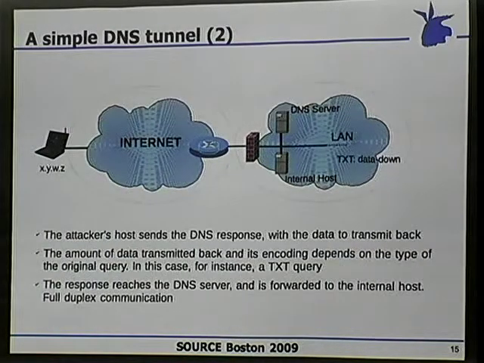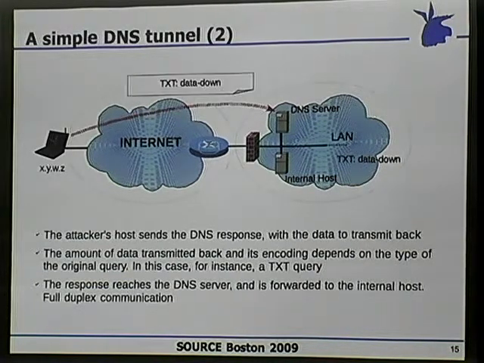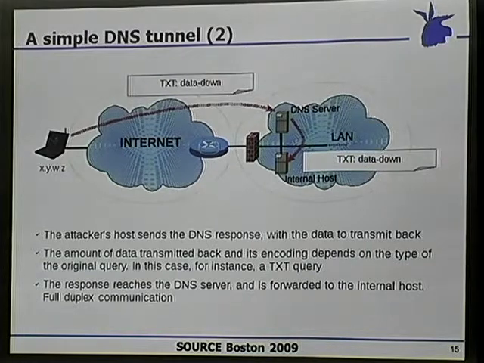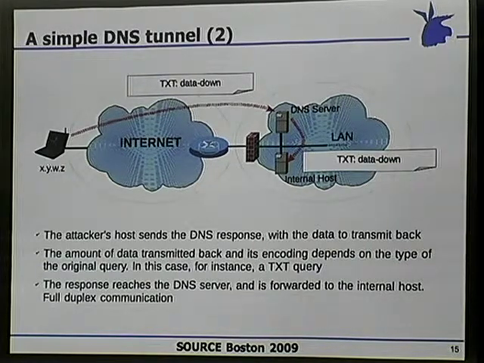For the downstream data, it's pretty much straightforward at this point. We have the request, we just send a response in the other direction. For instance, in this case, we have a TXT query request, so we send back the data to the DNS server. The DNS server receives the response, passes it back to the internal host, which receives the downstream data. So we have a full duplex communication.